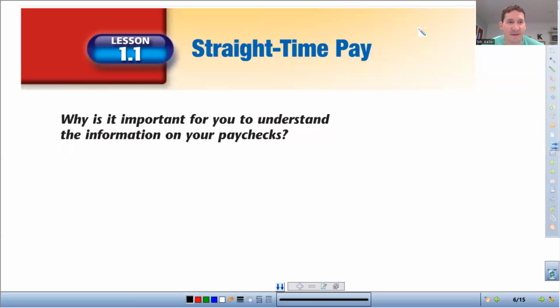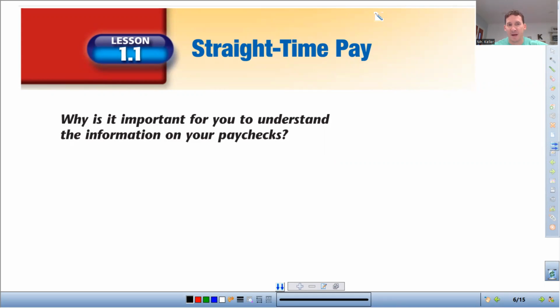All right, financial math classes. Starting our first unit here. This first unit is all about the different ways you can get paid working a job. So our first lesson is straight time pay. We're going to go over overtime, salary, commission, tips, all the different ways you can get paid working a job.